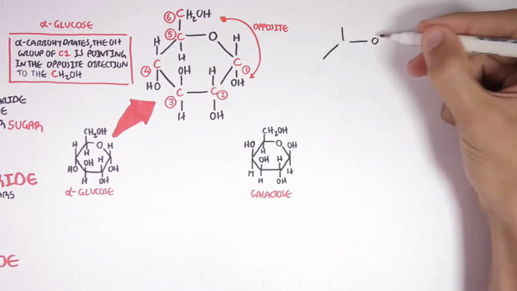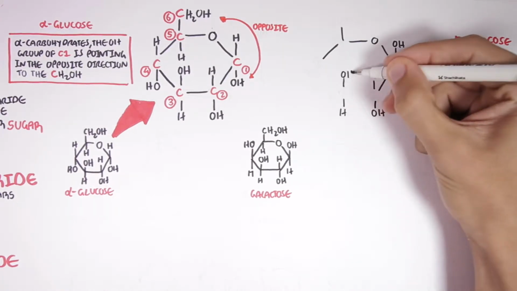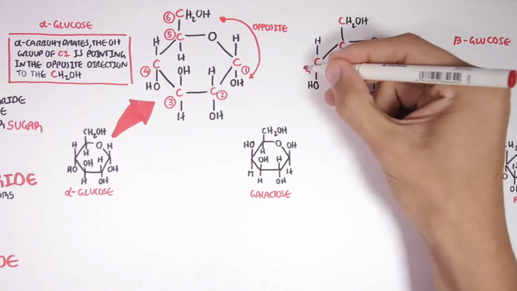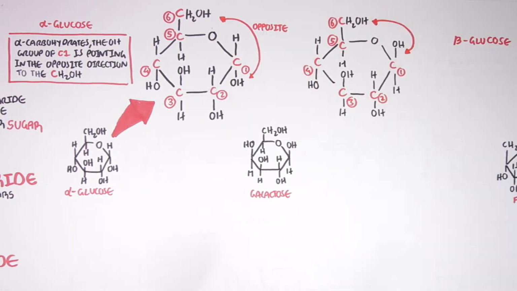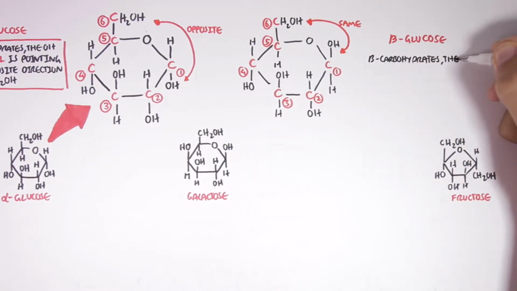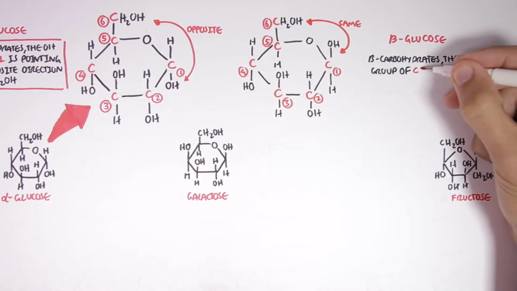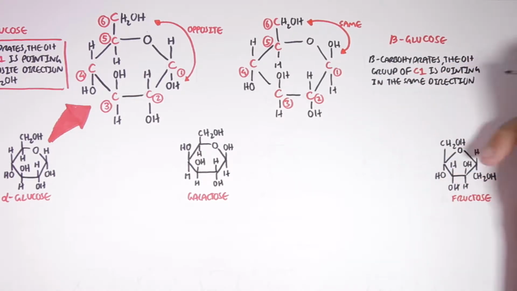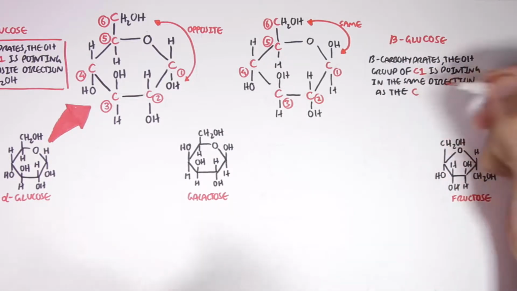And there is another type of glucose known as a beta glucose. This is essentially where the hydroxyl group of carbon number 1 and carbon number 6 are pointing in the same direction. So beta carbohydrates is where the hydroxyl group of carbon number 1 is pointing in the same direction as carbon number 6.